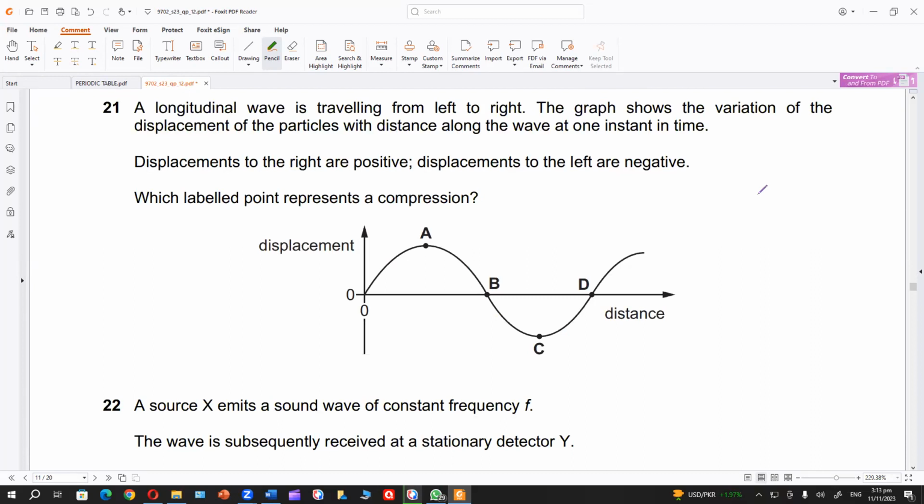A longitudinal wave is traveling from left to right. The graph shows the variation of the displacement of the particles with distance along the wave at one instant in time. Displacements to the right are positive, displacements to the left are negative. From left to right.